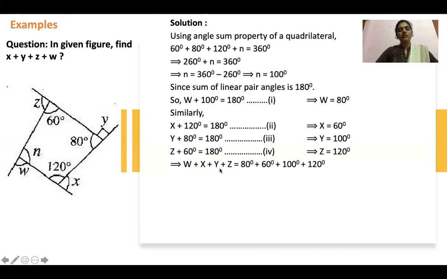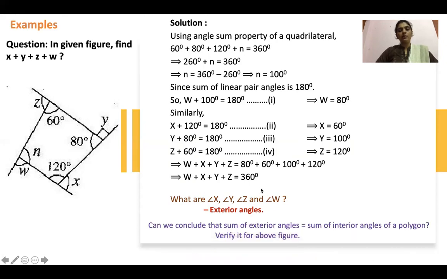If we add up these values, we get w plus x plus y plus z equal to 360. Now what are these angles w, x, y, z? These are the exterior angles of a polygon, and they add up to 360, and we know that the sum of the interior angles is also 360. So can we conclude that the sum of exterior angles is equal to the sum of interior angles for every polygon? Verify it for the above values.